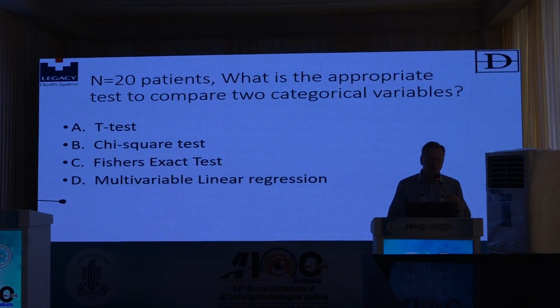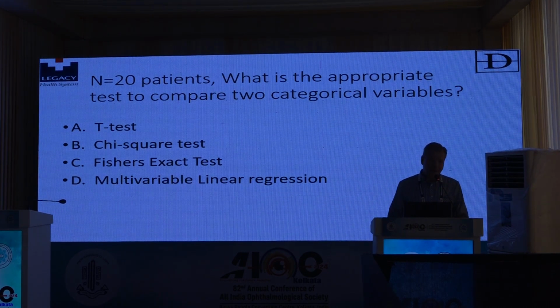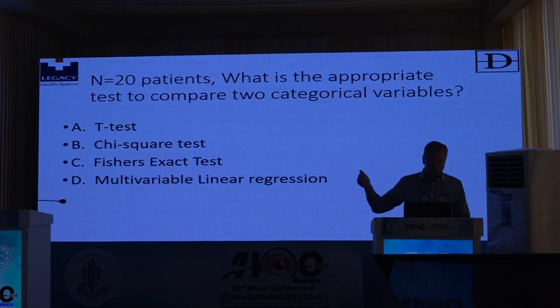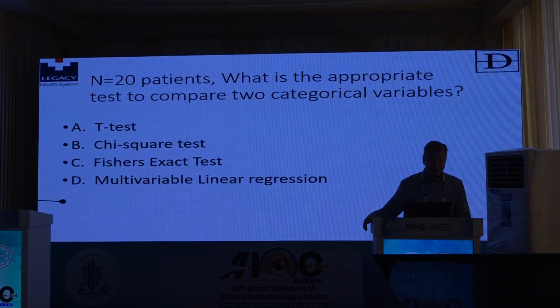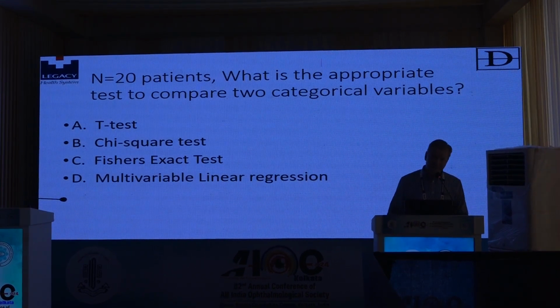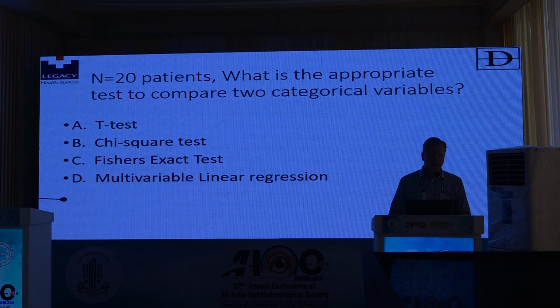All right, so I have a little bit of a quiz. We don't have a huge group in here, but I have a little bit of a quiz. You have a sample size of 20 patients. What's the appropriate test to compare two categorical variables? And if you don't know what a categorical variable is, it's like yes or no, like I have glaucoma, I don't have glaucoma, or I have diabetes, I don't have diabetes. So what's the appropriate test to compare these two categorical variables? Is it a t-test? Is it a chi-square test? Is it a Fisher's exact test? Is it a multivariable linear regression? So that's quiz question number 1.